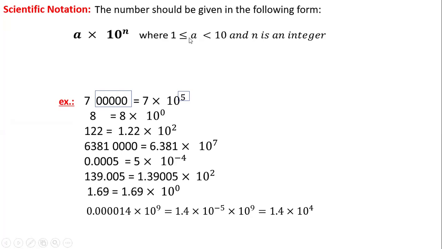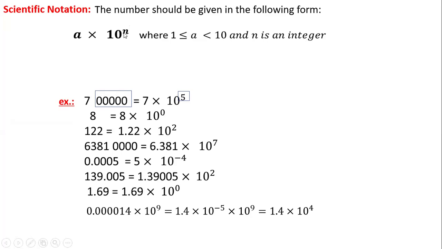As you can see here, A is a number between 1 and 10, and here we have equal, which means it can be 1. And the exponent of the power of 10, which is n, it can be an integer. What do we mean by an integer? N can be a positive or a negative exponent.